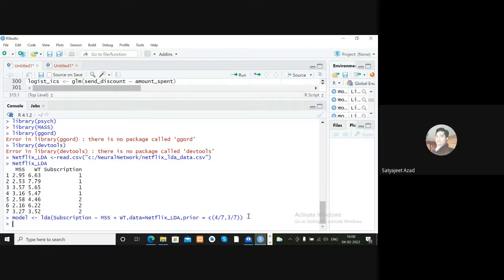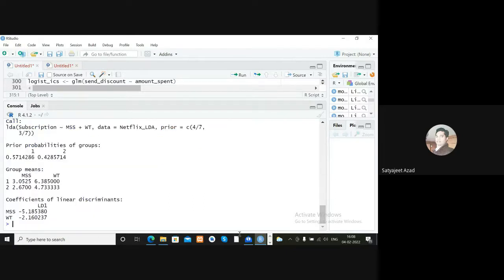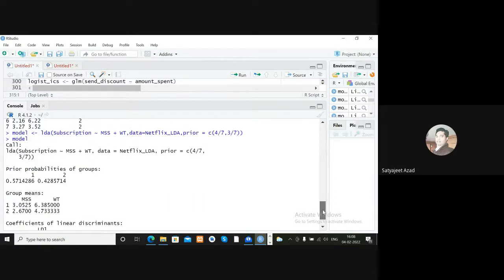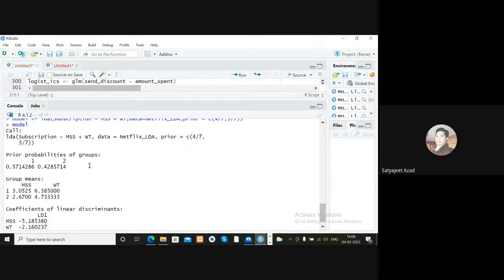Now I'll run it. Actually, I have run it already. So now I will put in this model command and just run it. You see this, it will give you the prior probability, which is nothing but 4 by 7 and 3 by 7.